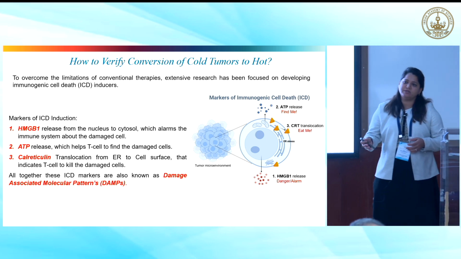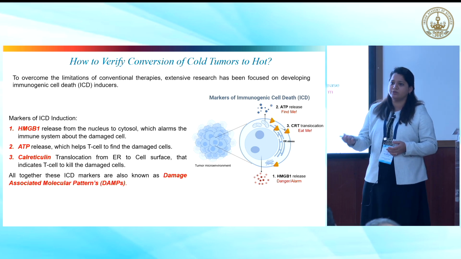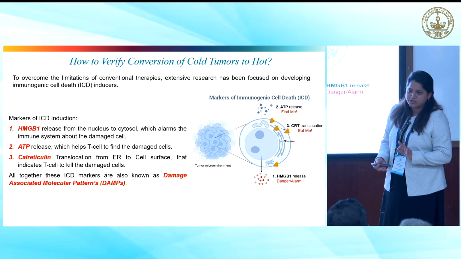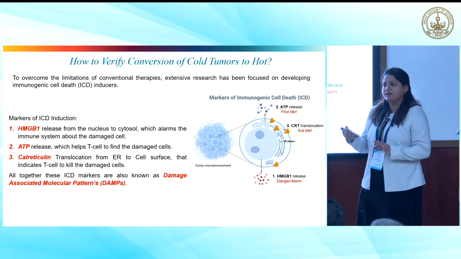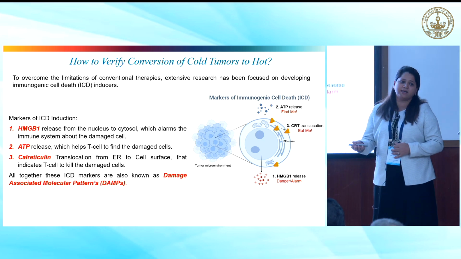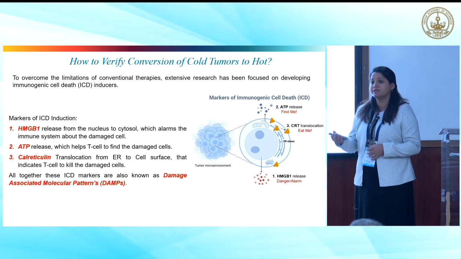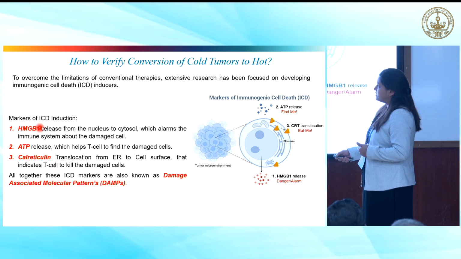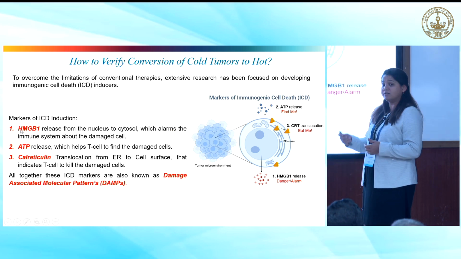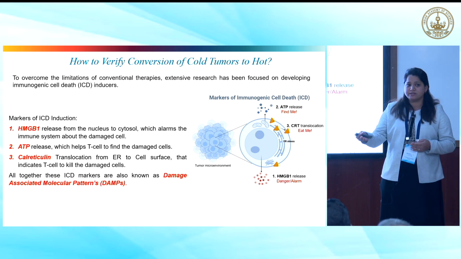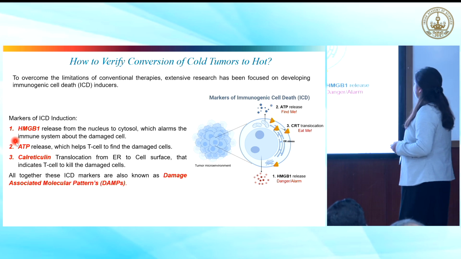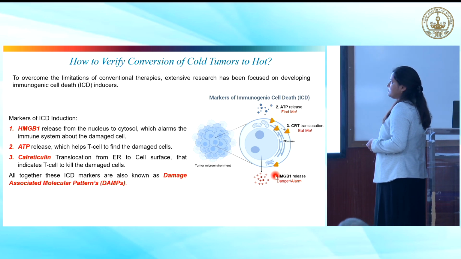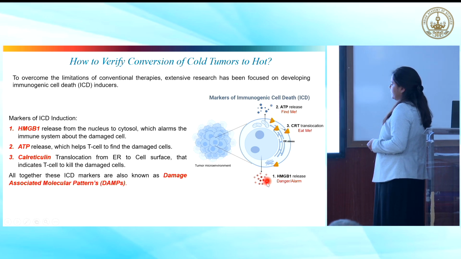Now, suppose I convert this cold tumor into a hot tumor, how do I prove that? How do I verify that? There are three major hallmarks present in cells which act as markers for immunogenic cell death induction. The very first one is HMGB, a nuclear protein which is released from the nucleus to the cytosol, and it is also called the danger or alarm protein. These proteins alarm the immune system about the damaged cell.